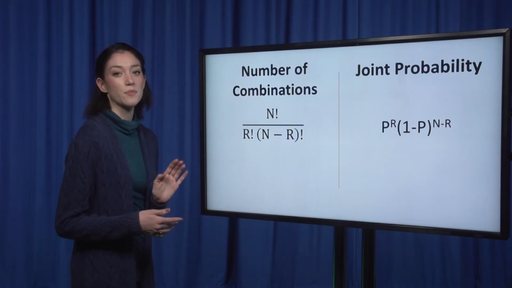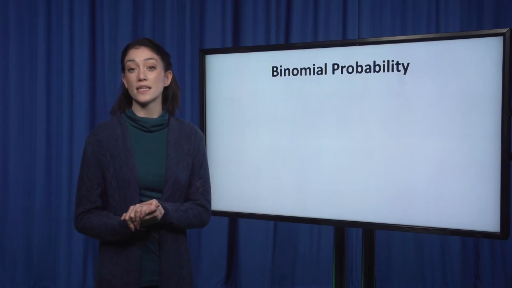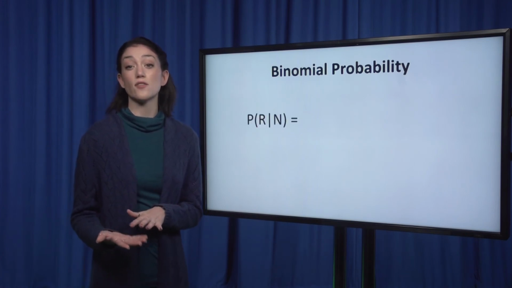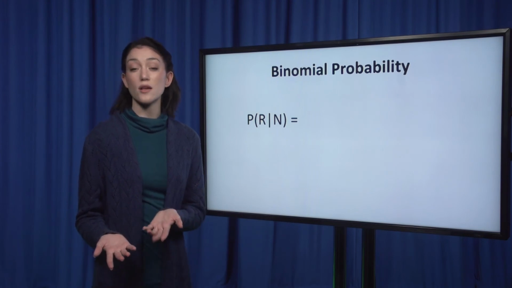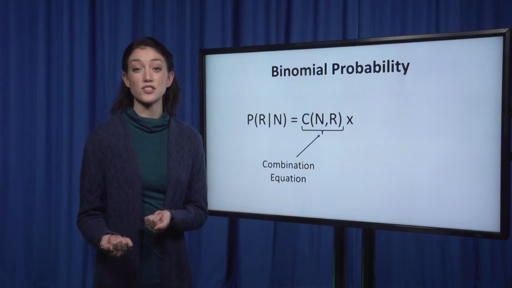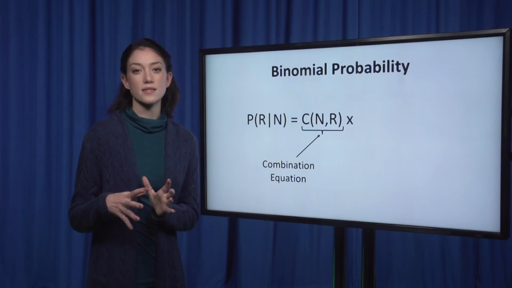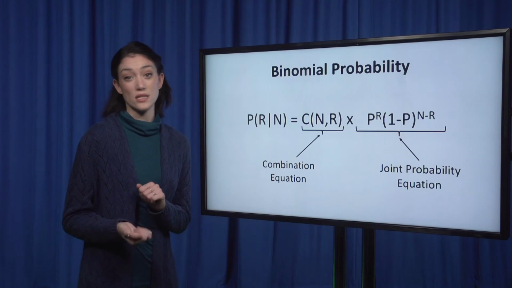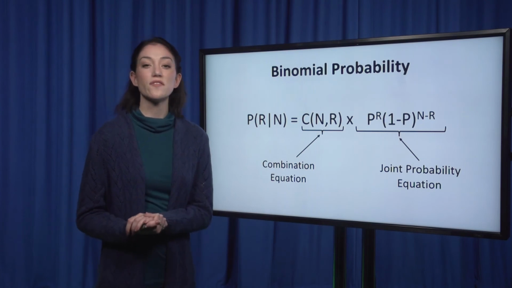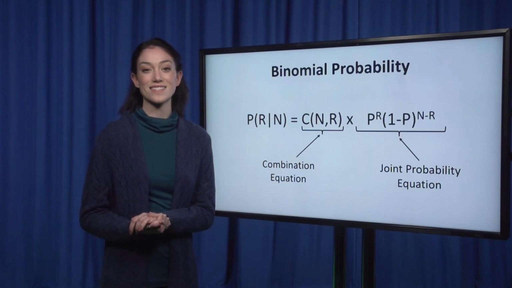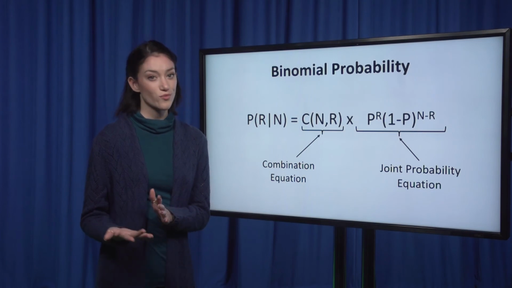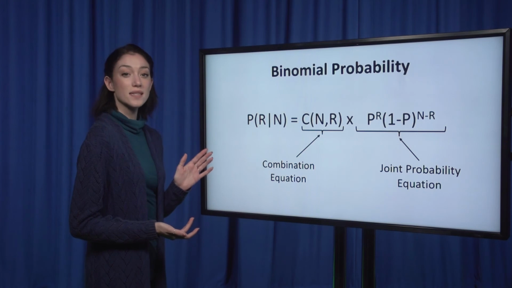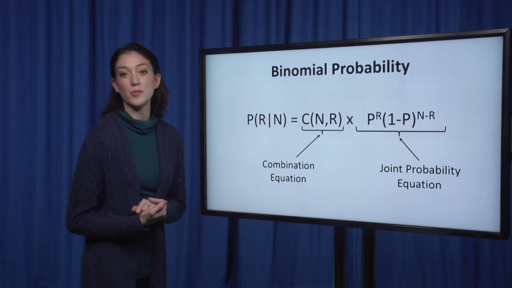As the final step in computing binomial probability, you can just put those 2 parts together. You can figure out the probability of R successes out of N trials by multiplying the number of combinations for a sequence that has R successes out of N trials by the joint probability of any one of those sequences. When you do this, you are finding the probability of R successes in N trials. So, if you put all that together, you get the formula on the screen. This is what we call binomial probability.